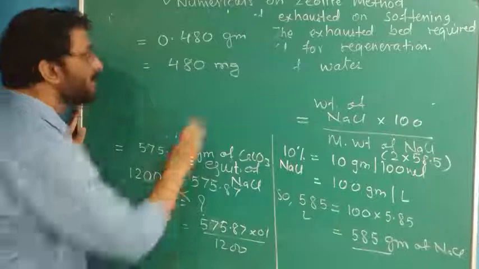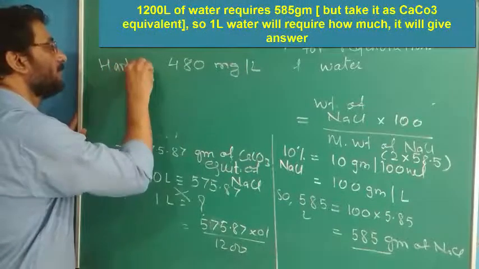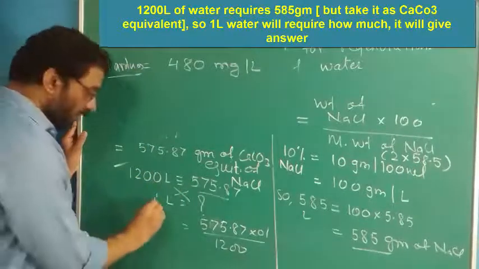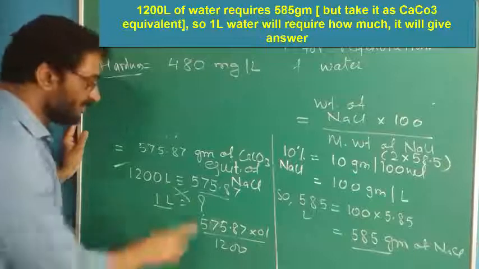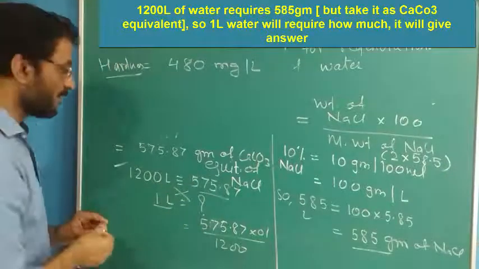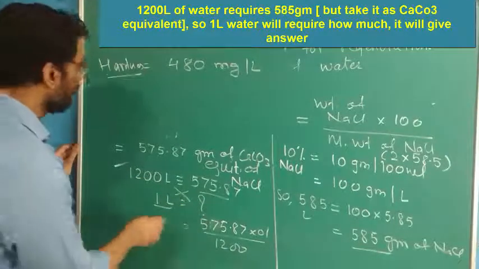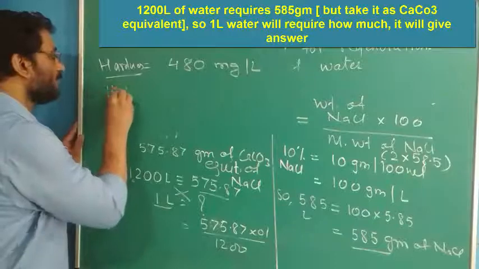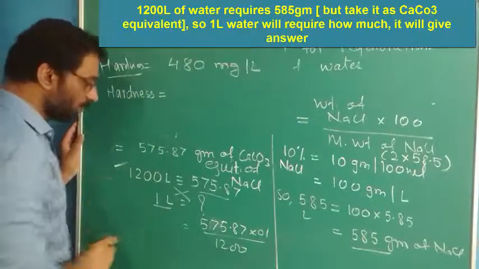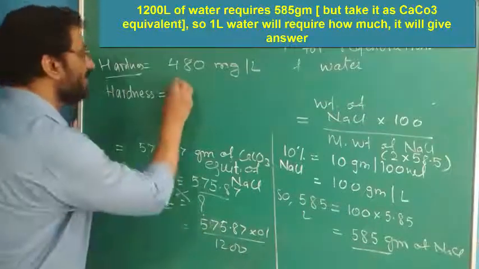Per liter. This is hardness. For this much volume, this is CaCO3. For 1 liter, how much is required? 2 equivalents are removing 1 equivalent of hardness. So for this much, this is required. For 1 liter, how much? So we can make a formula. Hardness will be equal to, we can write one equation. Hardness will be equal to, what is this? This is the CaCO3 equivalent of NaCl.